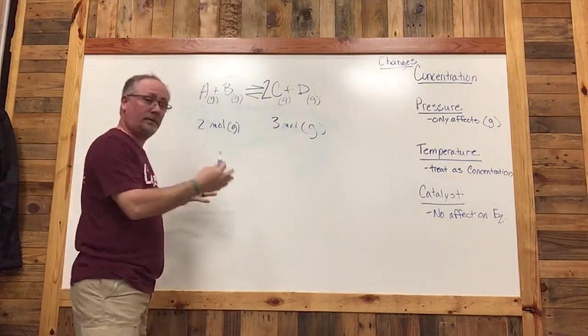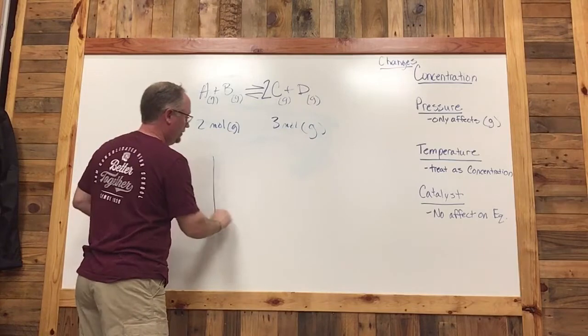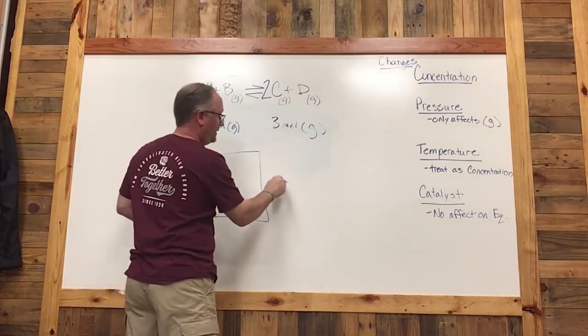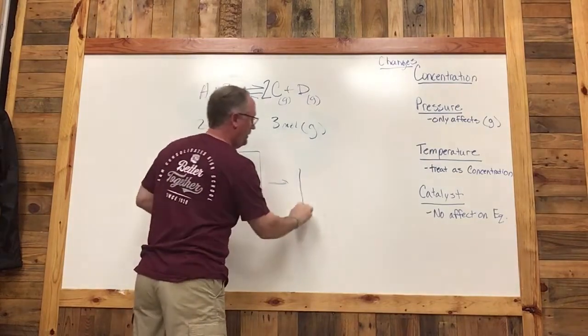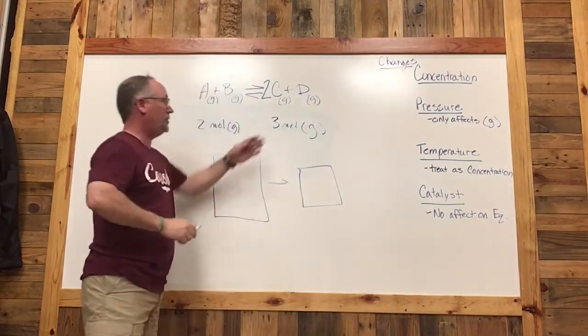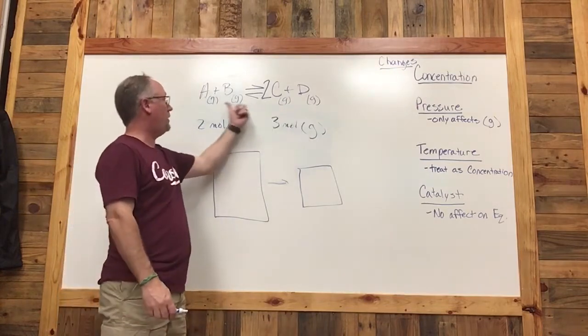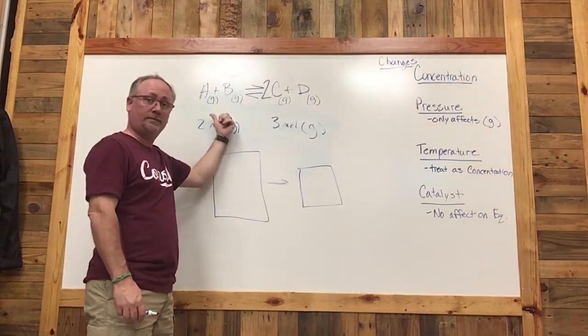So if I increase the pressure, so if this is the volume of the box that I have or the space that I have, and instead I increase the pressure so I make it smaller, it's going to shift to the side that has fewer gas molecules. So it actually shifts back to produce more reactants.